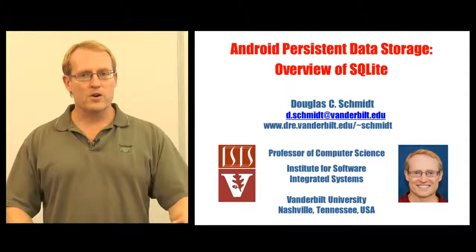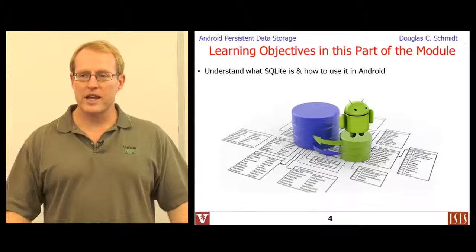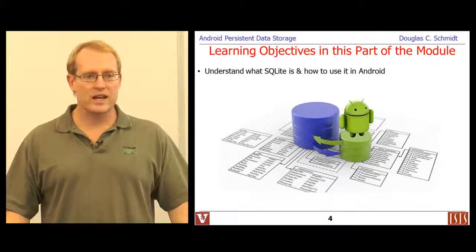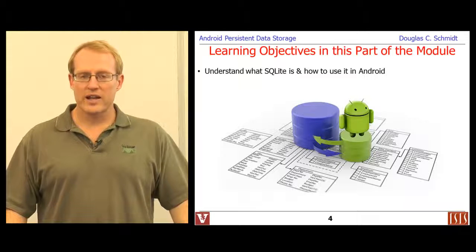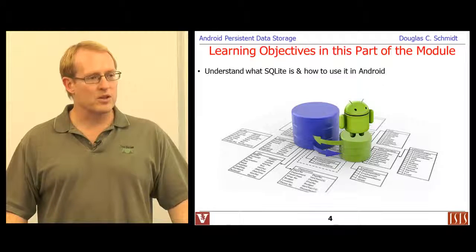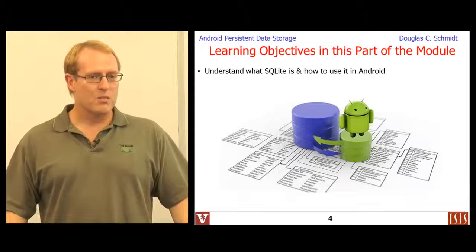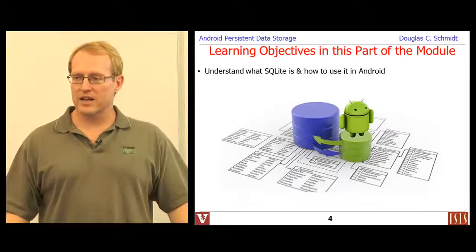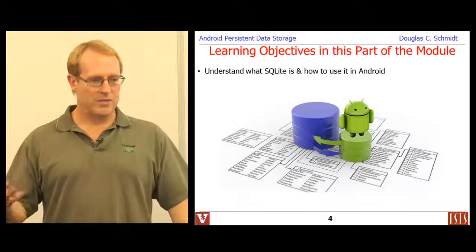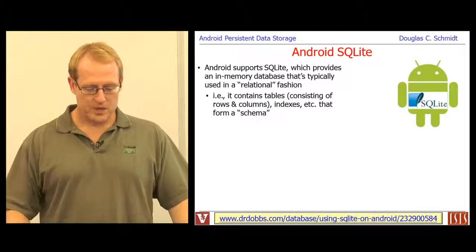So what I want to do first is talk a bit about SQLite, describe what SQLite is, and talk about ways in which you can program to it in Android. As a general rule of thumb, you rarely access it directly, although it's certainly possible to do so, but you almost always access it via the content provider, content resolver APIs, and we'll talk about those next.